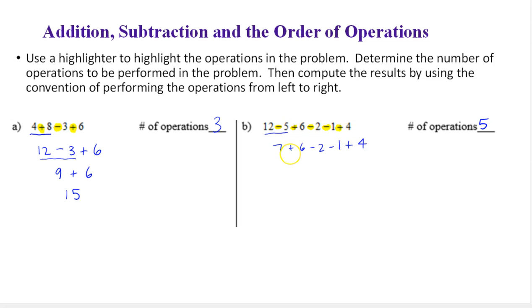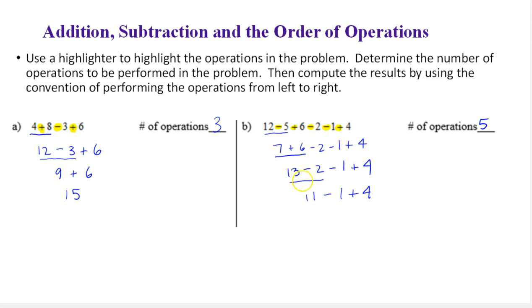Our next operation on the left is addition, so we have 7 plus 6 is 13. And now I'm going to write down the remaining operations. Then we have 13 minus 2 is 11. 11 minus 1 plus 4.